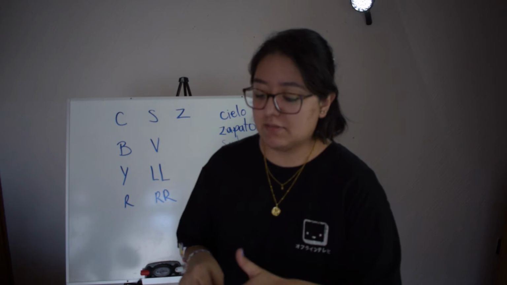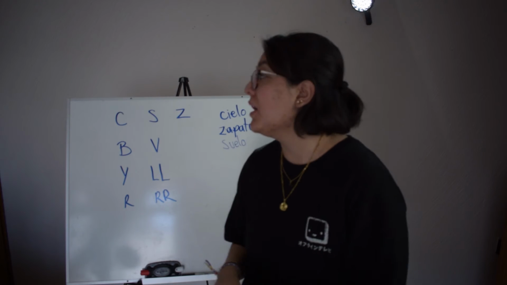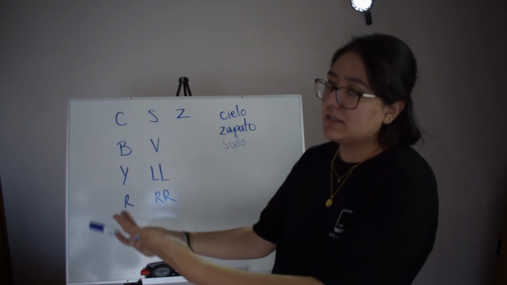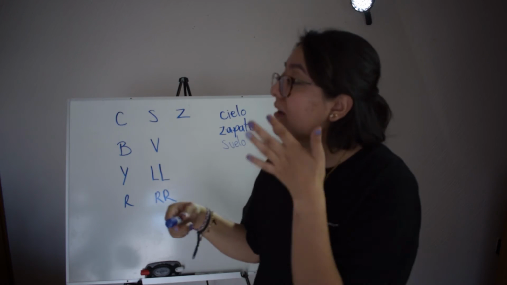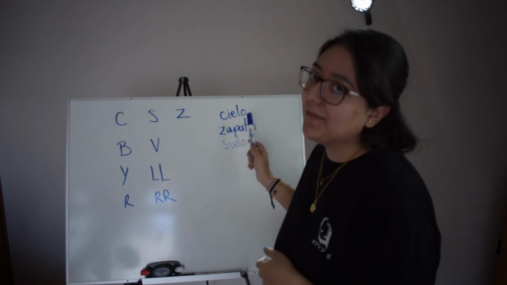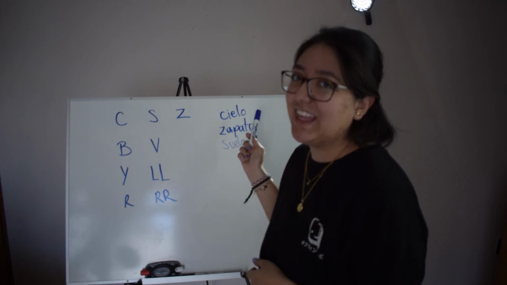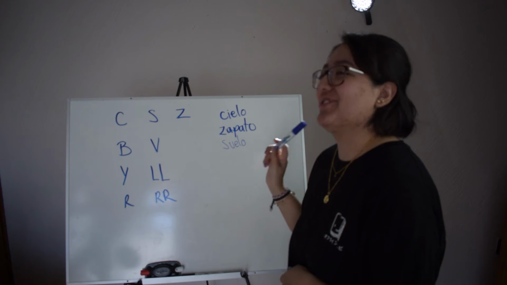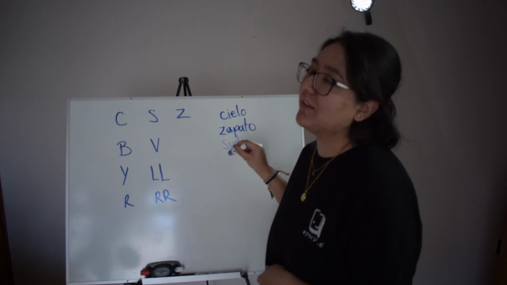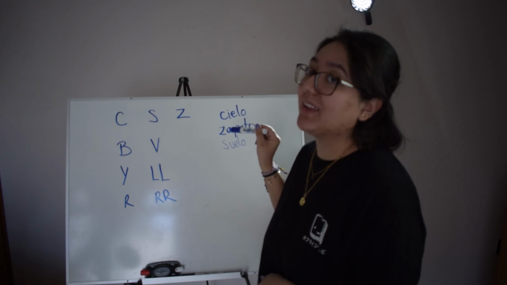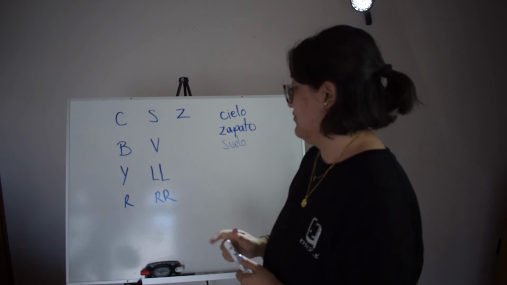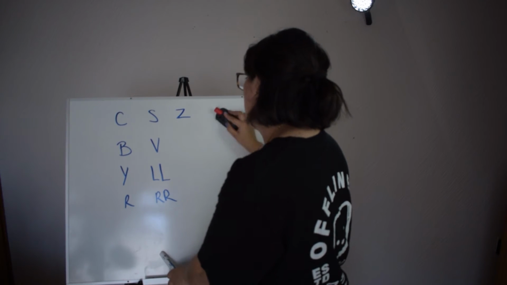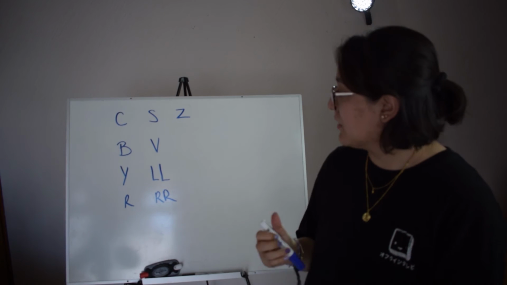Suelo, floor. You see, in Latin American Spanish, they sound the same, but in peninsular Spanish, so I mean Spain, it would be cielo, zapato. I don't make a good Spanish accent, so I'm sorry. And suelo. Yeah, this would be the same. Cielo, zapato, suelo. Okay. If you need to check it again, please rewind the video, replay it.